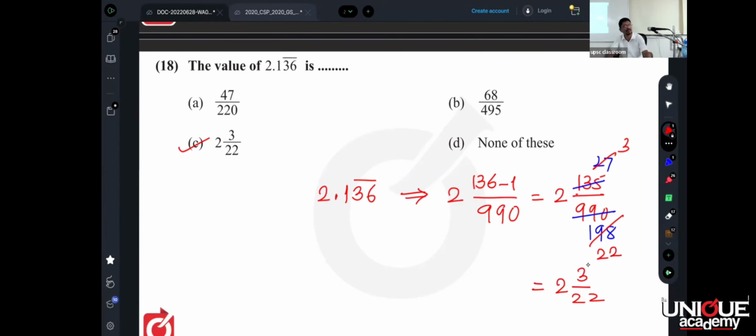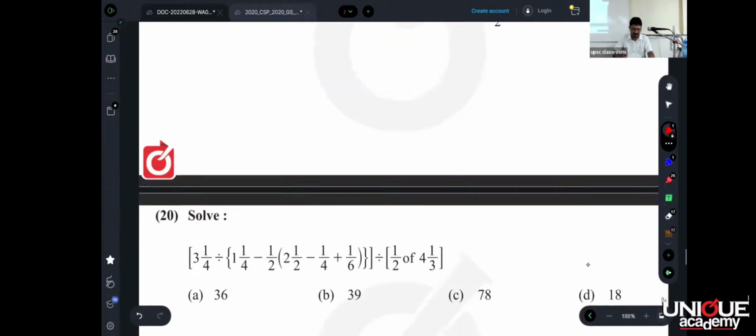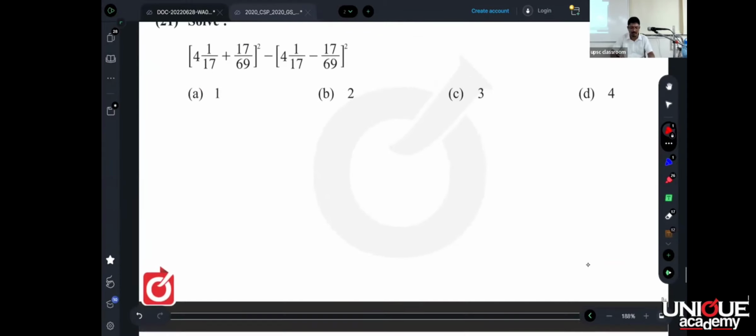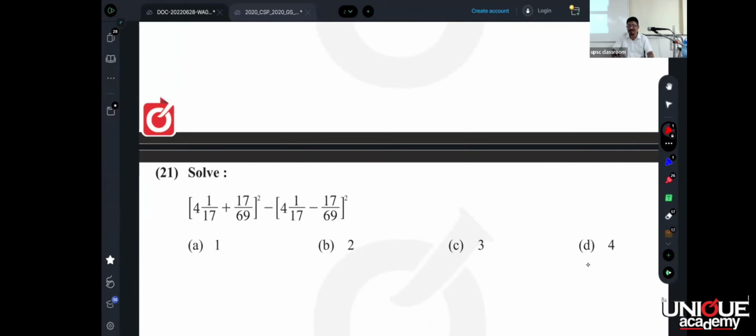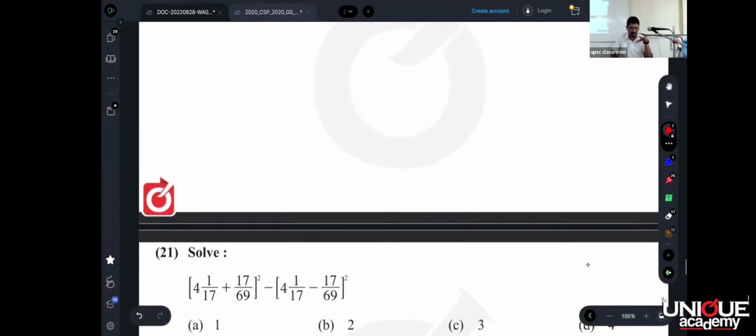So in such examples there are 2 things. First of all, you should know what procedure is to be followed. Second, calculations must be correct. Is it clear? So after this 18th question, the 19th, 20th, 21st, 22nd questions are to be solved when you get spare time. It is not necessary to solve these, because these are complicated calculations, but these are asked in some competitive exams.